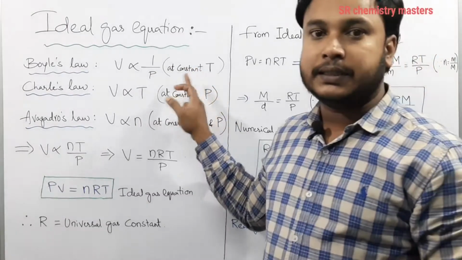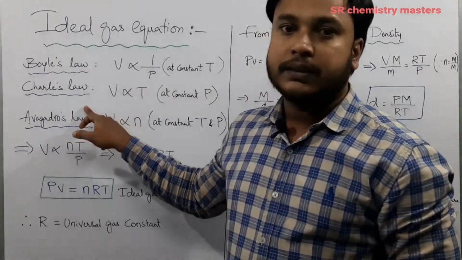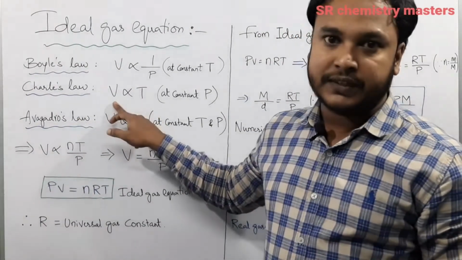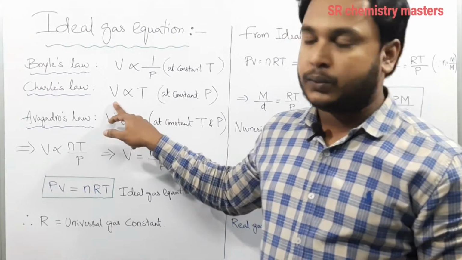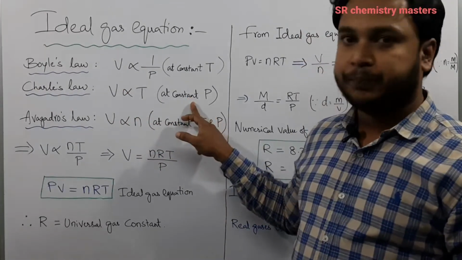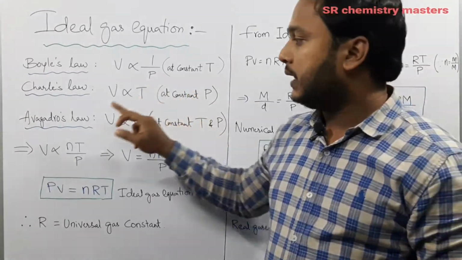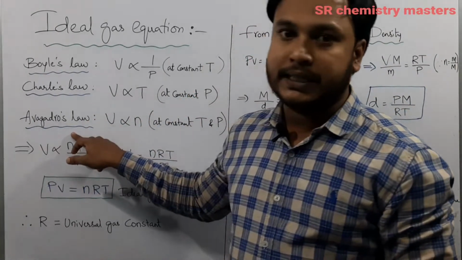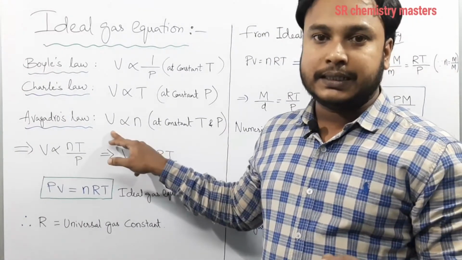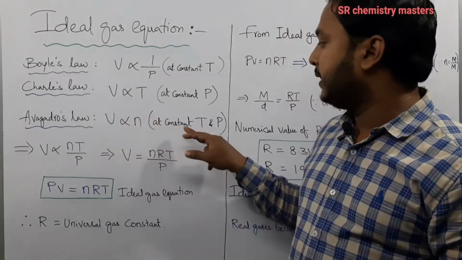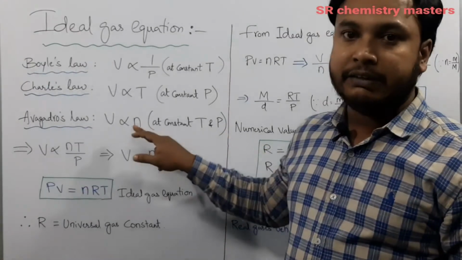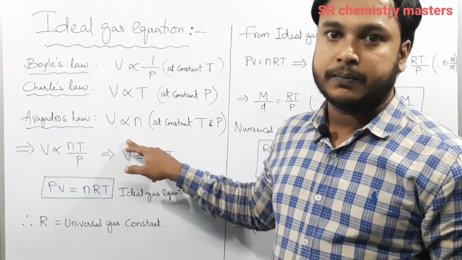The second law, that is Charles's law. Charles's law says that the volume of a given mass of a gas is directly proportional to absolute temperature at constant pressure. And the third law, Avogadro's law, states that equal volumes of all gases at the same conditions, that is at the same temperature and pressure, contain an equal number of moles.